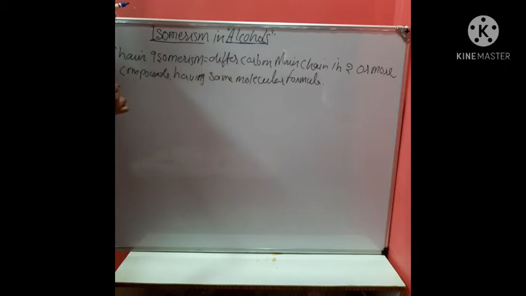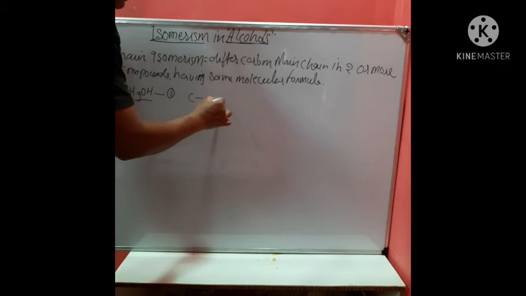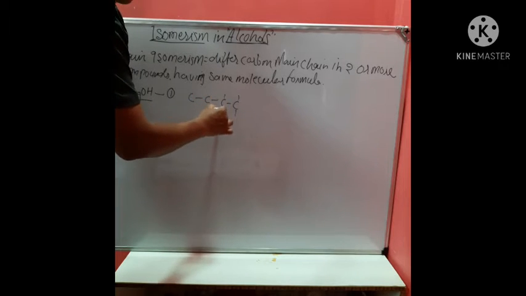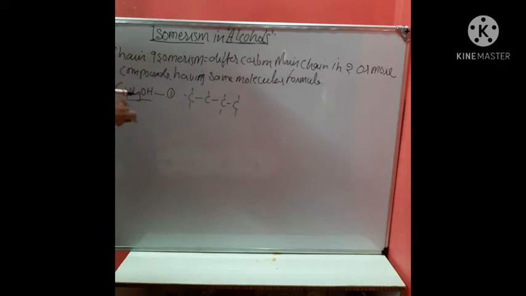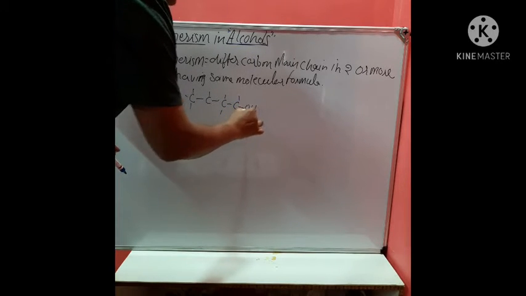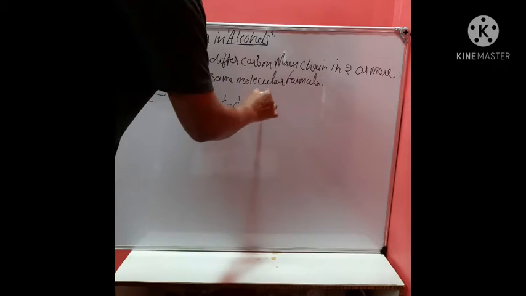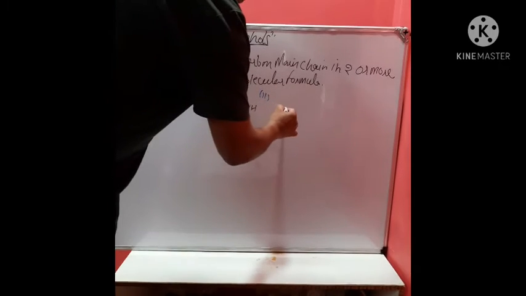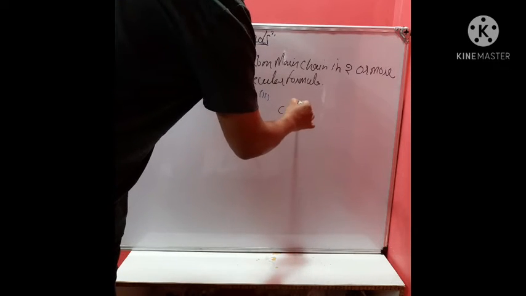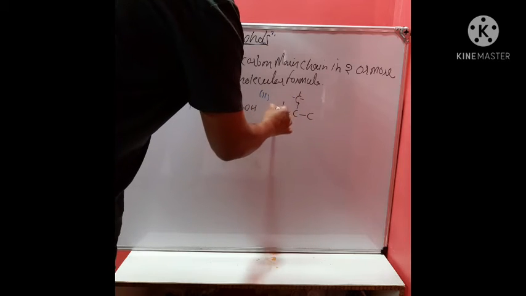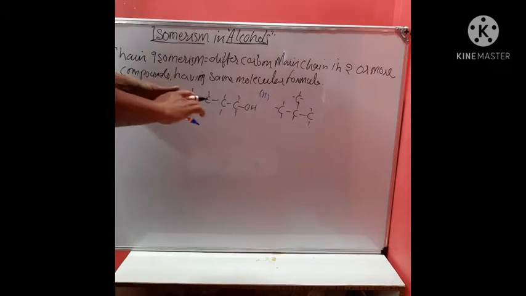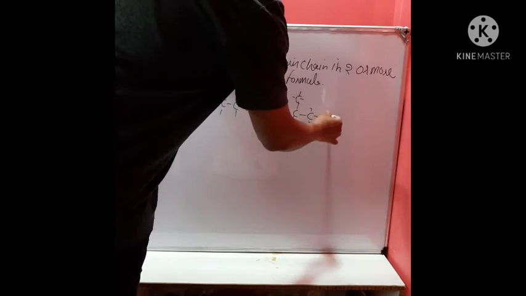So, if we take the example of one of the compounds, C4H9OH. Okay, so can we draw some structural formula for this one? So yes, first we can draw 4 carbon atoms in a chain, and we can attach one OH here. Okay, we can draw one more: 3 carbon atoms in a chain, and one of the carbon atoms as a substituent. So here we can write OH.